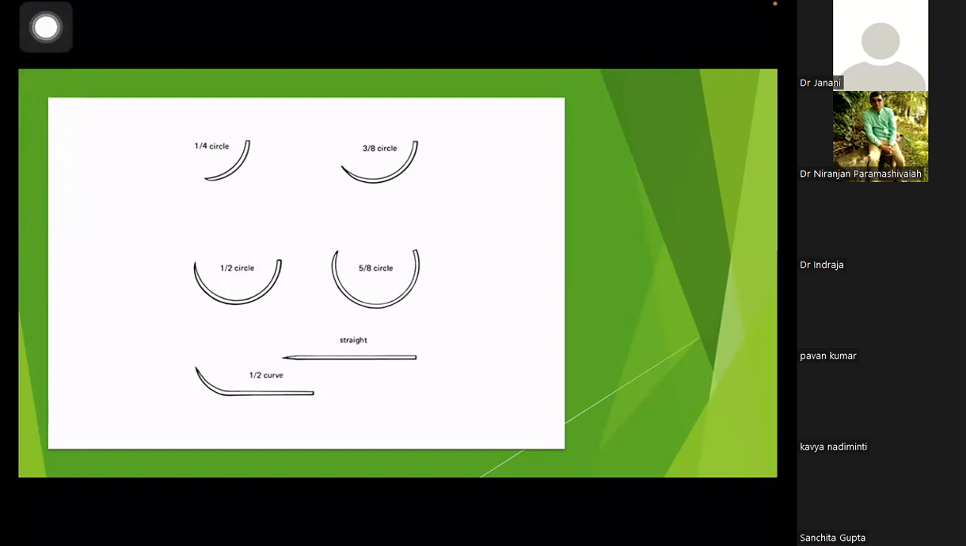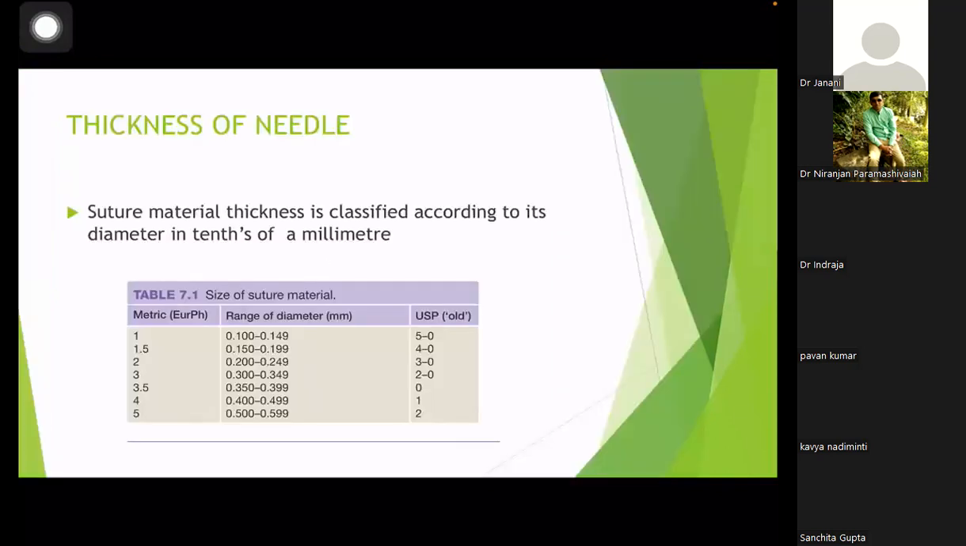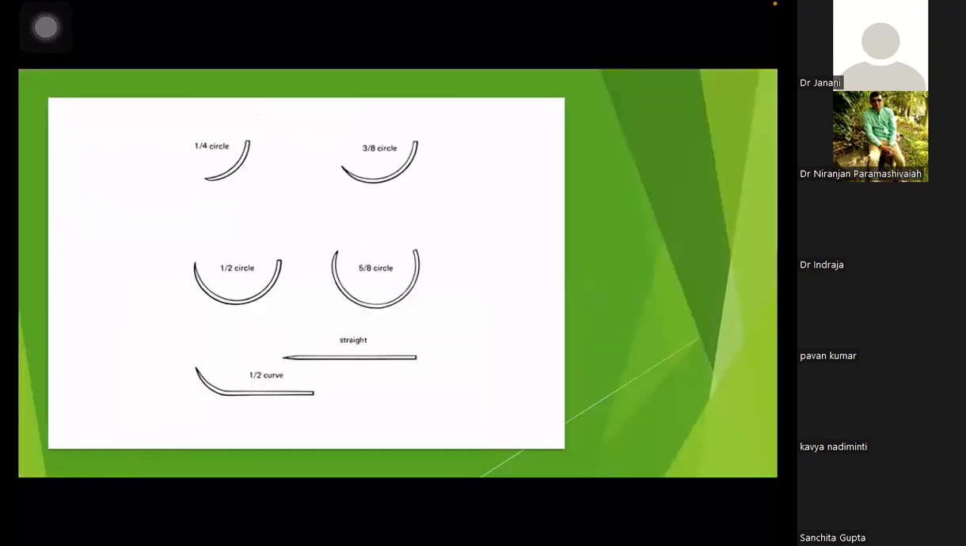Okay, Vinod, next slide. Sir, one question for Vinod, sir. Whether you understood what is the difference between cutting and reverse cutting? In cutting, the base of the triangle will be on the outer side, sir. In reverse cutting, the base of the triangle is on the inner side of the needle, sir. In reverse cutting, it will be inside or outside? In reverse cutting, it is inside, sir. Does it make any difference, inside or outside?